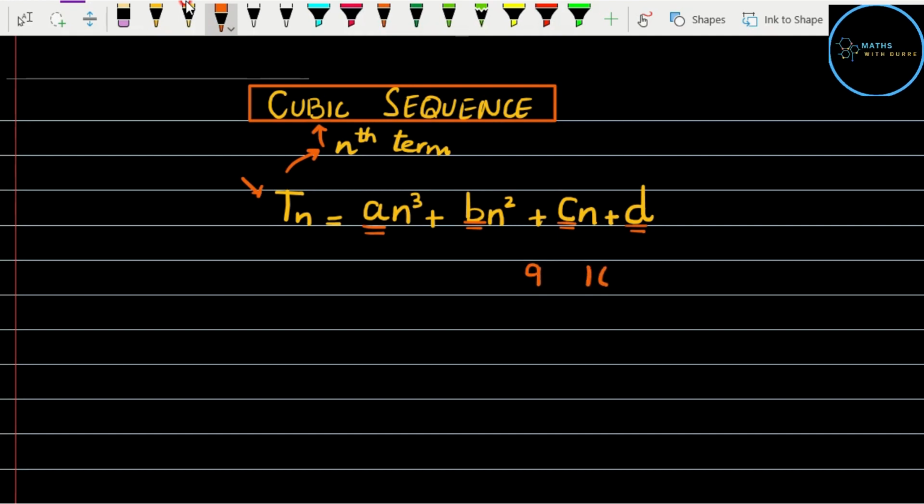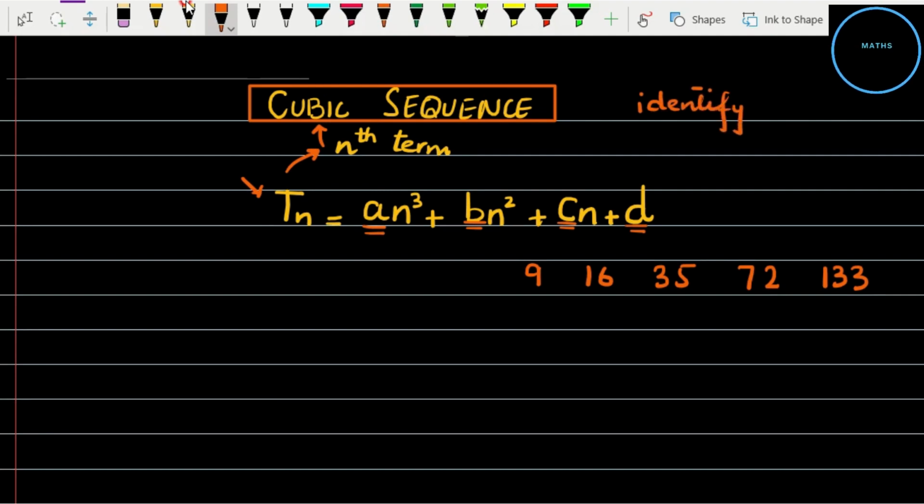9, 16, 35, 72, 133. So first of all, we need to identify: is this sequence a cubic sequence, an arithmetic sequence, or a quadratic sequence? How do we know this sequence is a cubic sequence?